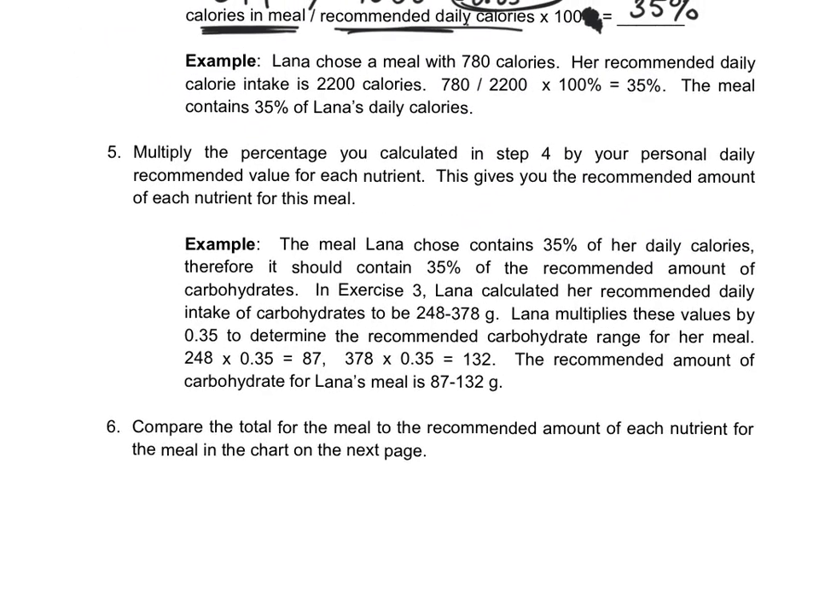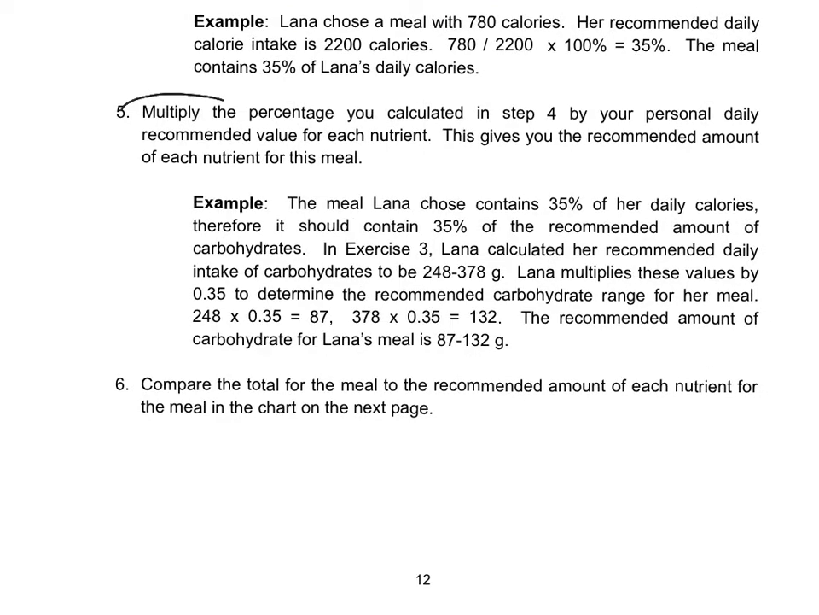Now that we know that that's 35%, we're going to multiply the percentage you calculated in step 4, that was my 35%, by my personal daily recommended value for each nutrient.